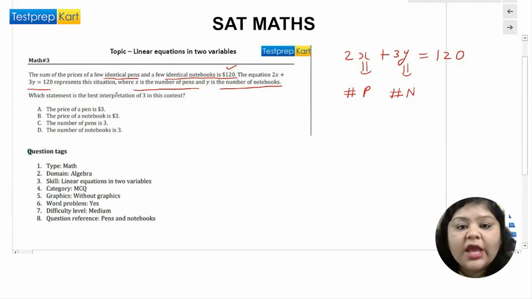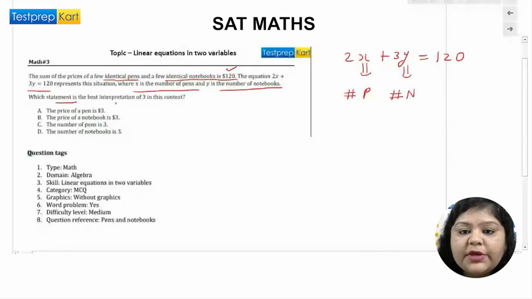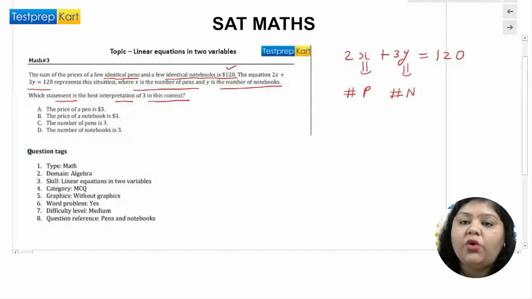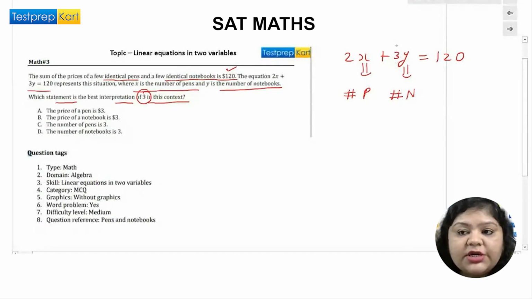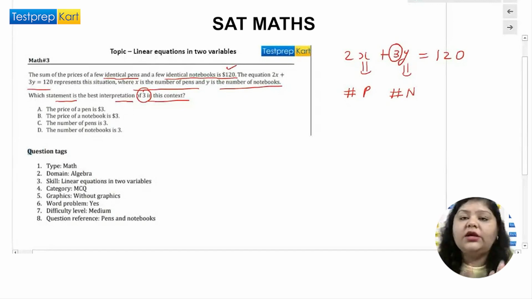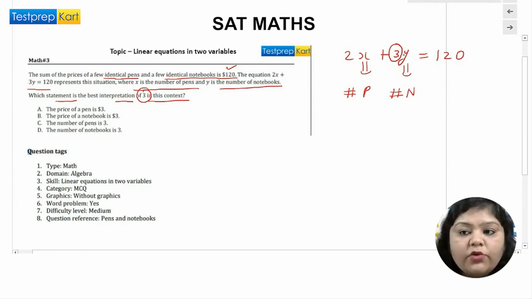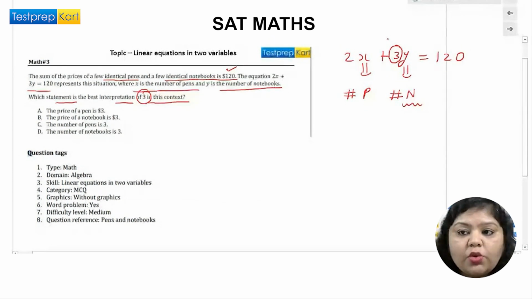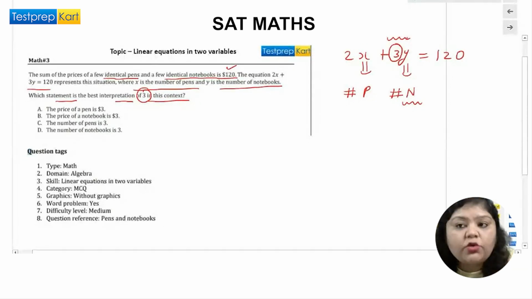Now in this context, the question wants us to find which statement is the best interpretation of 3 in the context. See, 3 is what? There is a constant 3. So have a look at this equation where 3 is mentioned. We know there are a certain number of pens and a certain number of notebooks. The number of notebooks has been represented by this variable y. So can't I say this whole thing is the total cost of having y notebooks? Can't I say 3 here represents the cost of having one notebook?